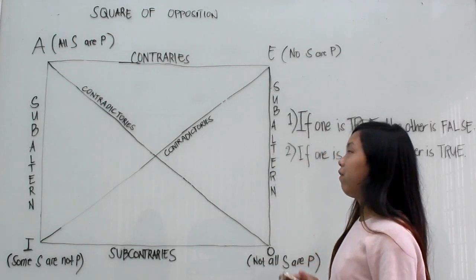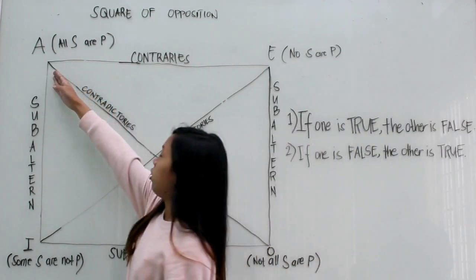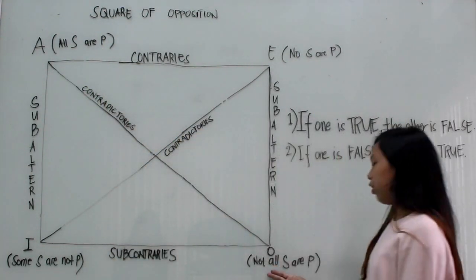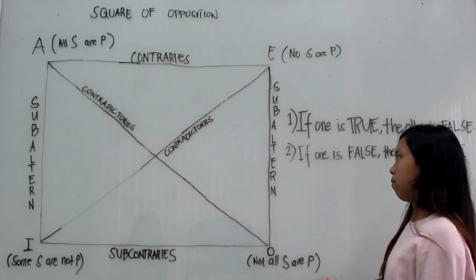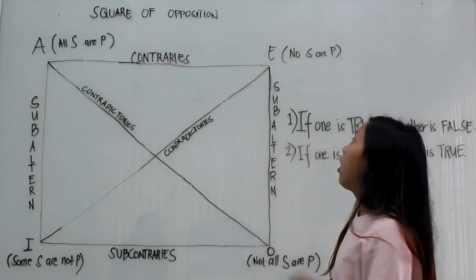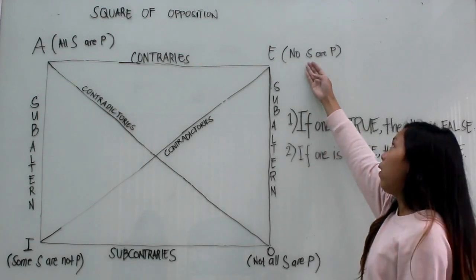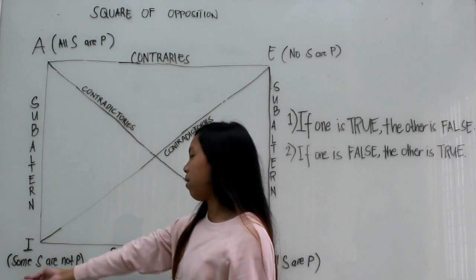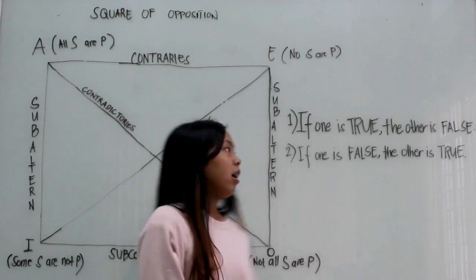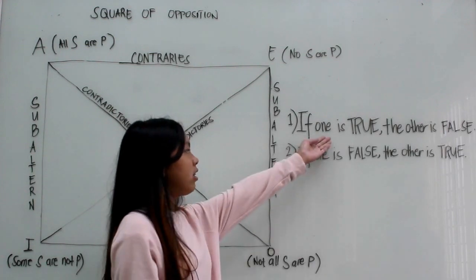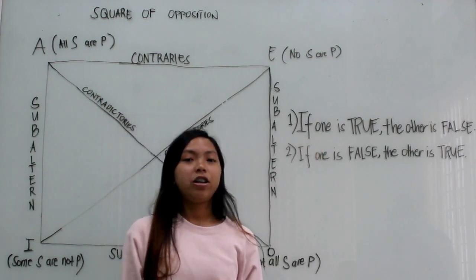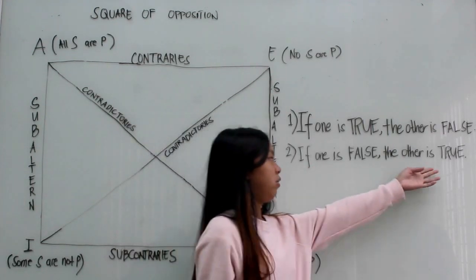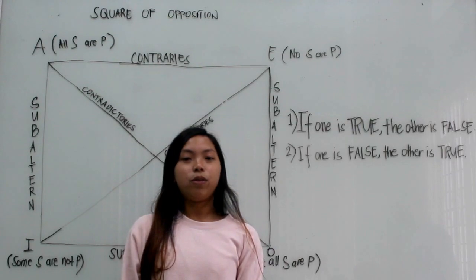As you can see in the square of opposition, the A proposition in the form of all S are P is contradictory with the O proposition in the form of not all S are P. Same with the E proposition in the form of no S are P, which is contradictory with the I proposition in the form of some S are P. It has the rules: if one is true, the other is false. Contradictories cannot be both true. If one is false, the other is true. Contradictories cannot be both false.